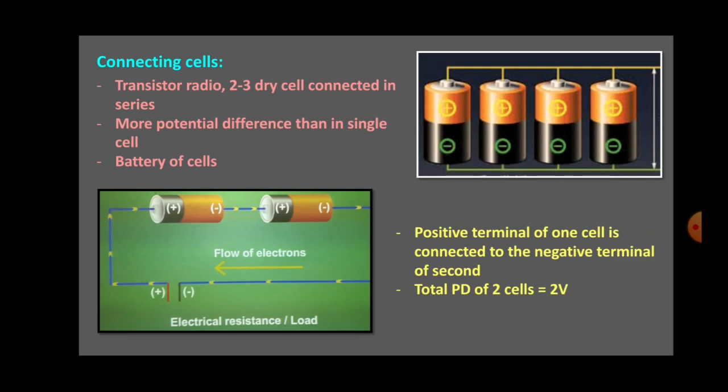Now each cell has a potential difference of 1 volt. So the total potential difference of these two batteries will be 2 volt because they are joined one with another. So 1 plus 1, the total potential difference of two cells is equal to 2 volt.